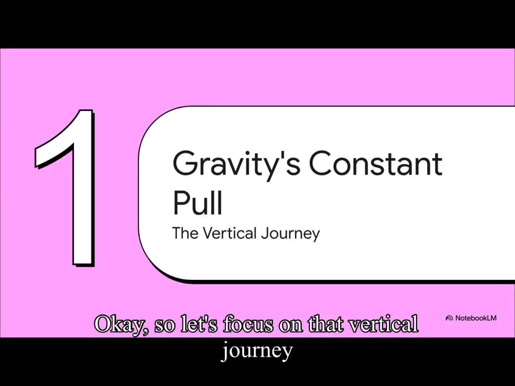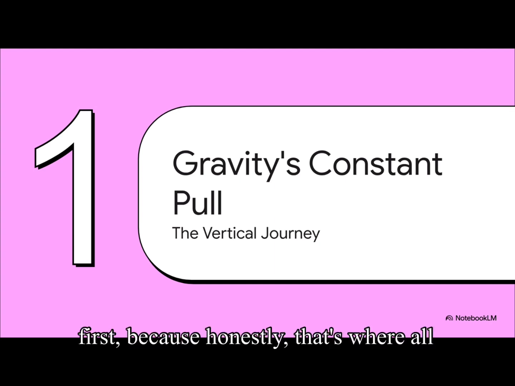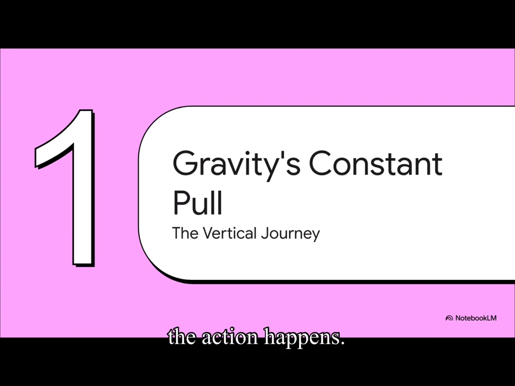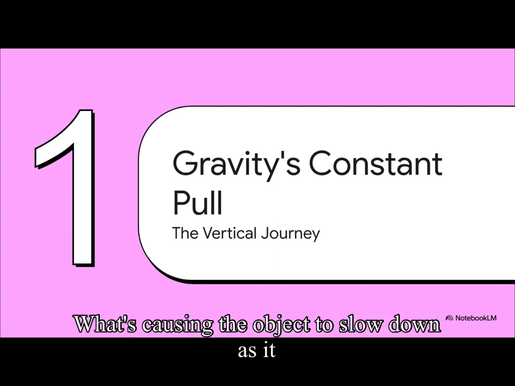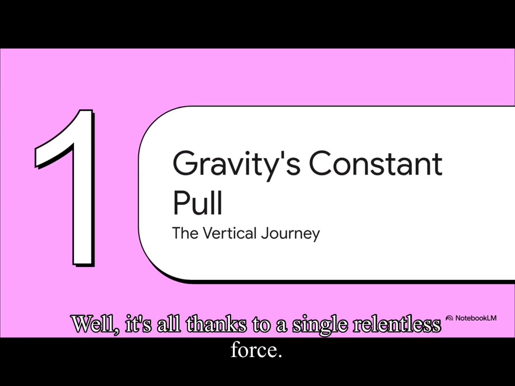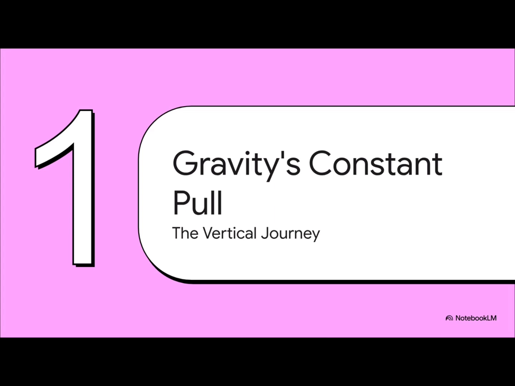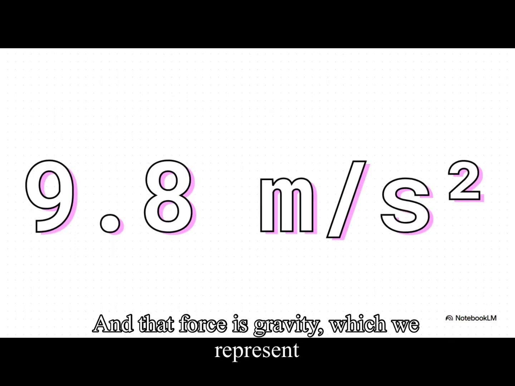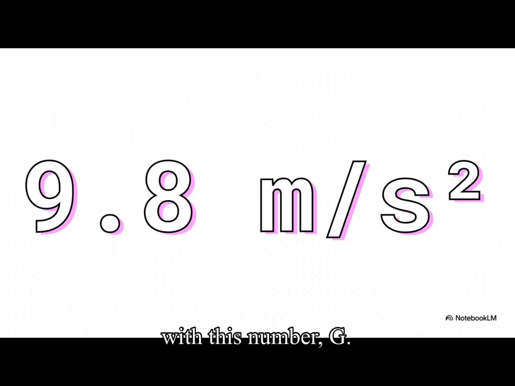Okay, so let's focus on that vertical journey first, because honestly, that's where all the action happens. What's causing the object to slow down as it goes up and then speed up as it comes down? Well, it's all thanks to a single relentless force. And that force is gravity, which we represent with this number, g.